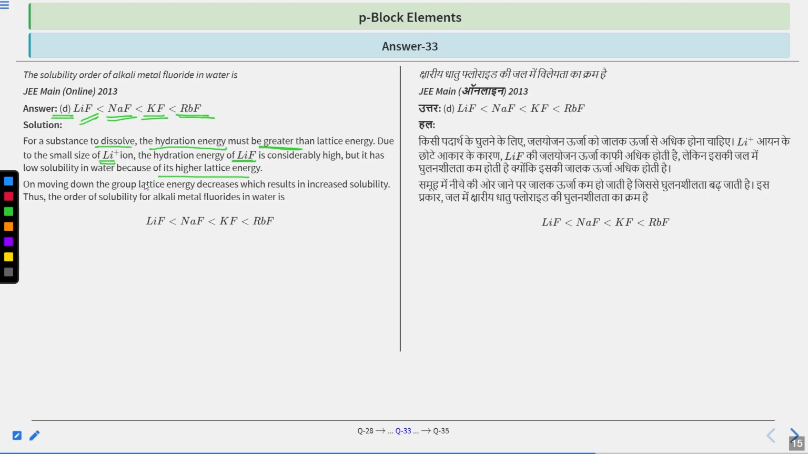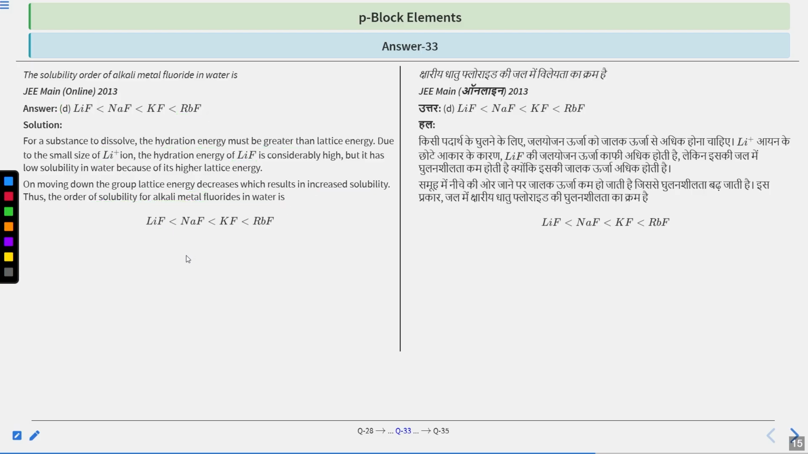On moving down the group, lattice energy decreases in the alkali group, right? This results in increased solubility, and thus the order of solubility for alkali metal fluorides in water will be this increasing order down the group. Rubidium fluoride is the most soluble, then potassium fluoride, then sodium fluoride, and then lithium fluoride is the least soluble compound because it has the highest lattice energy and low solubility in water. Thus, our D option is the correct answer.